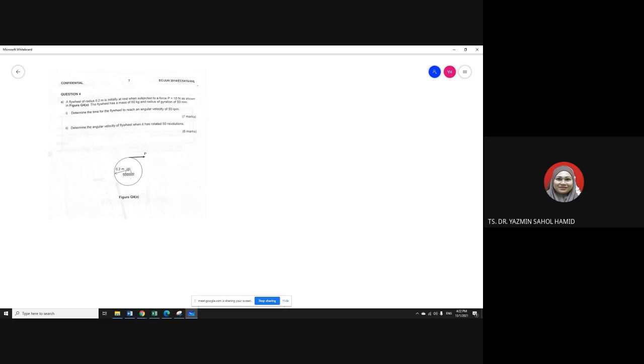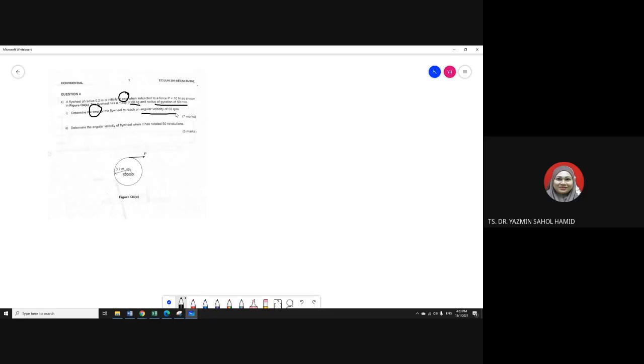Now, a flywheel of radius 0.2 meter is initially at rest when subjected to a force P equals 10 Newton as shown in figure question 4a. The flywheel has a mass of 60 kilograms and a radius of gyration of 50 mm. The question is: determine the time for the flywheel to reach an angular velocity of 50 rpm.